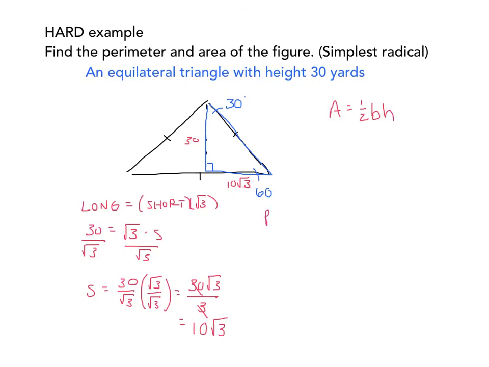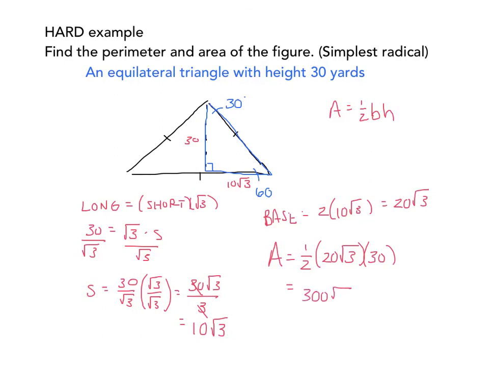So we have the base is equal to 2 times 10 square root of 3, or in other words, 20 square root of 3. So the entire distance of our base is 20 square root of 3. So our area is equal to 1/2 base, which is 20 square root of 3, times your height, which we knew was 30. And now we can multiply across, and we're going to get 300 square root of 3. And this would be our area then.